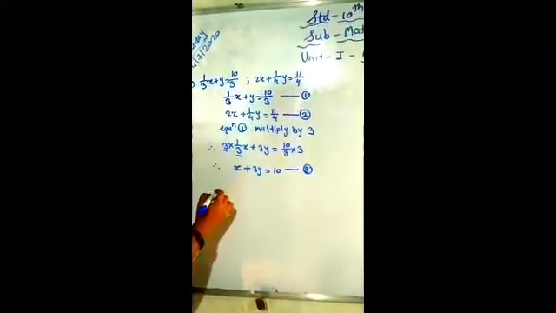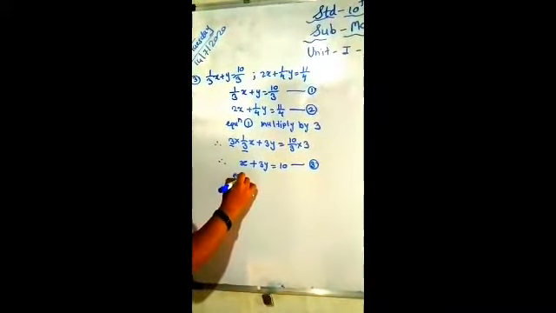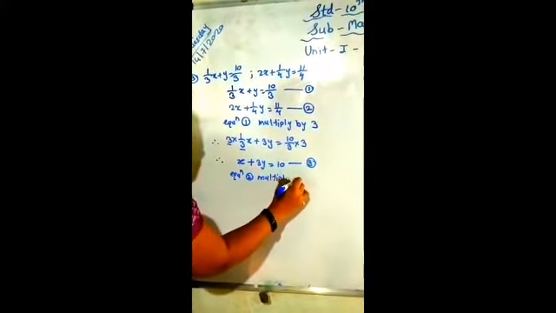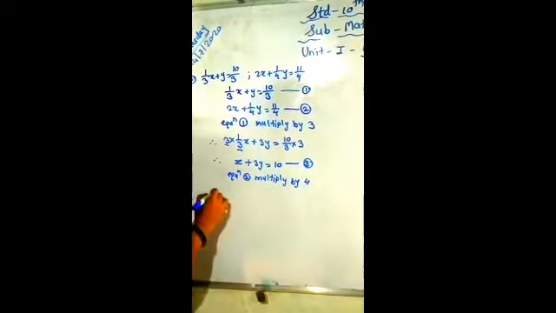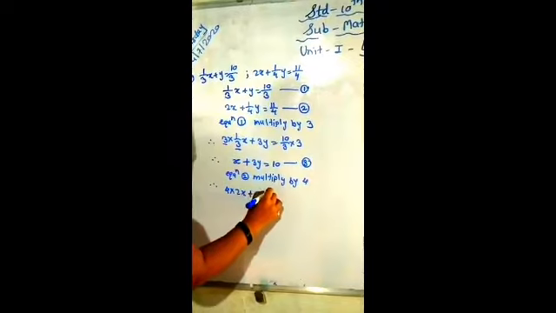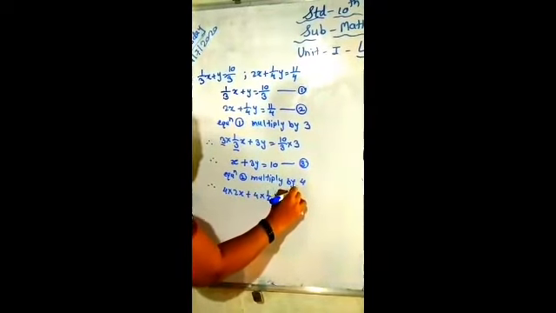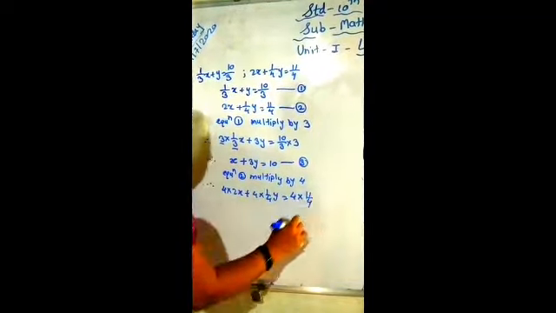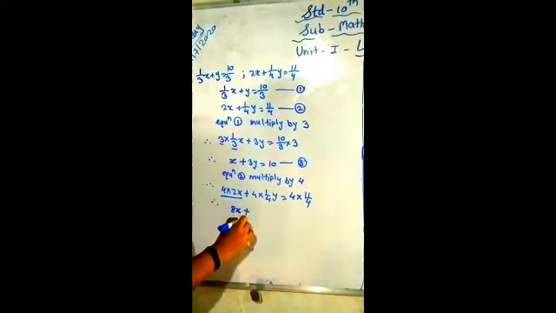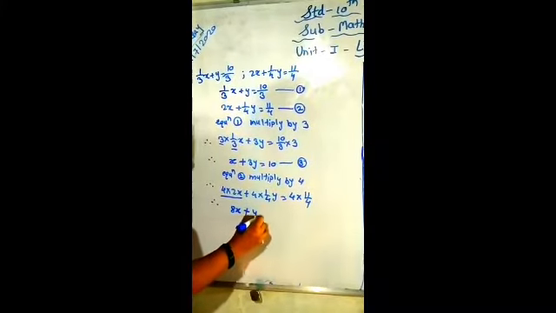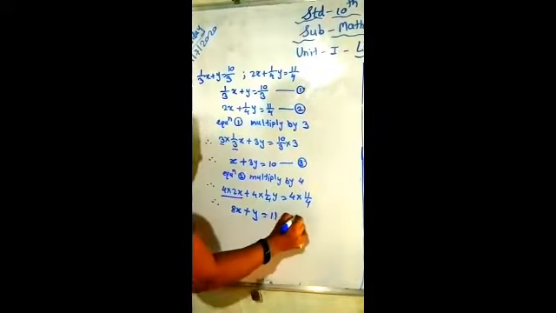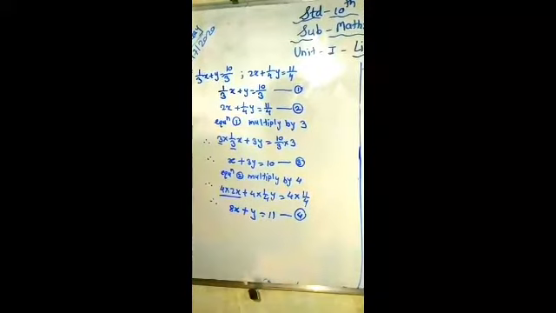Here also, for equation number 2, multiply by 4. Then 4 multiply 2x plus 4 multiply 1 upon 4y is equal to 4 multiply 11 upon 4. 4 times 2 is 8x, plus 4 gets cancelled, then we get y only. Here also 4 gets cancelled, then remaining 11. It is equation number 4.